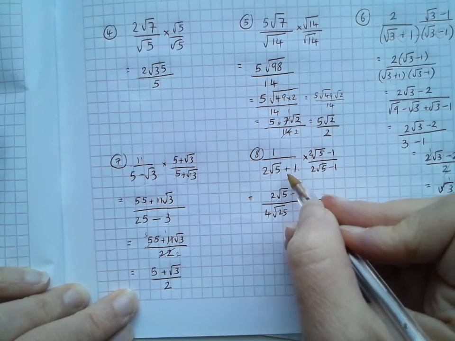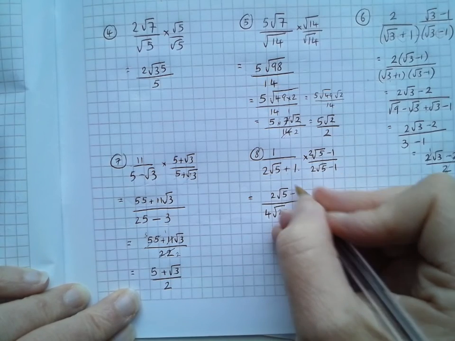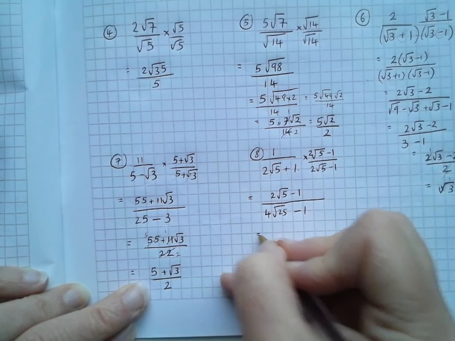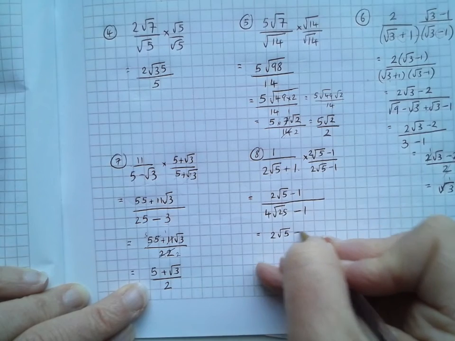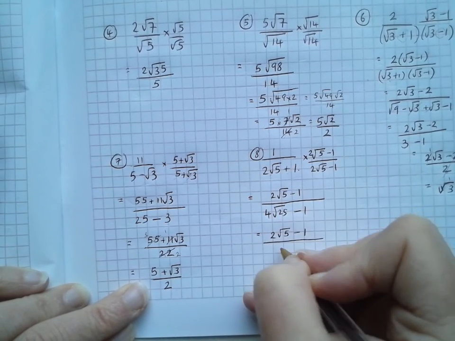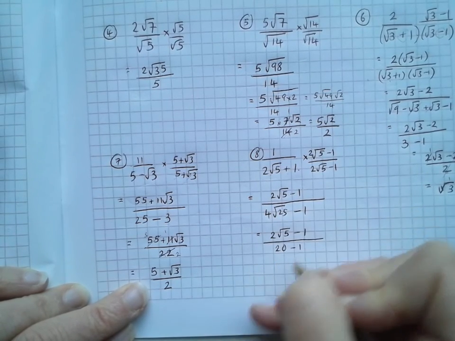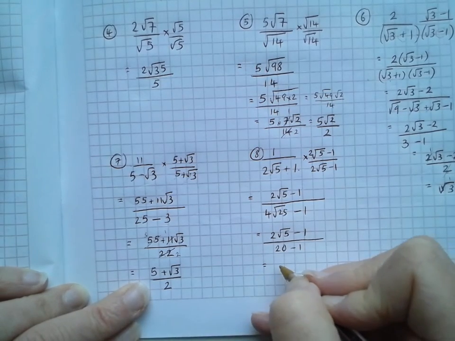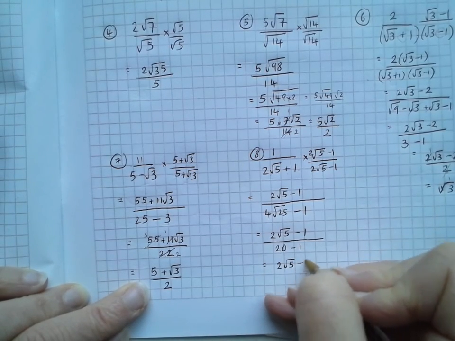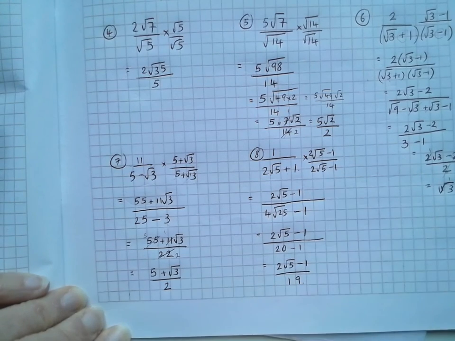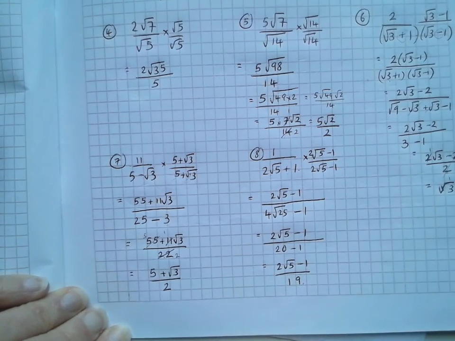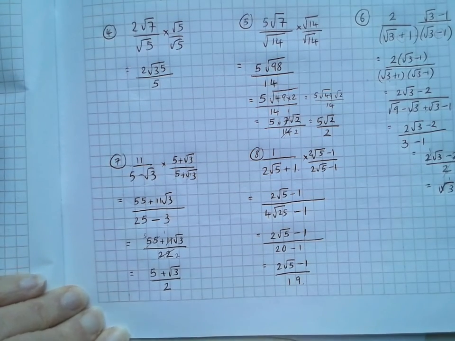And I've got plus 1 minus 1. Plus 1 times minus 1 is minus 1. So I have 2 root 5 minus 1. 4 by 5 is 20 minus 1. So what do I have? I've got 2 root 5 minus 1 over 19. That one didn't work out as nice at all, did it? Okay, I hope that helps.